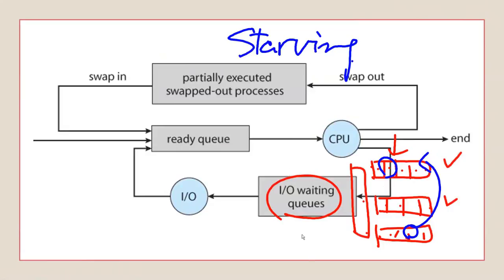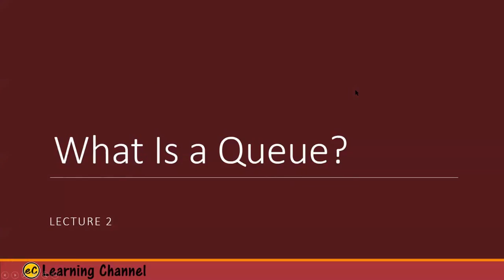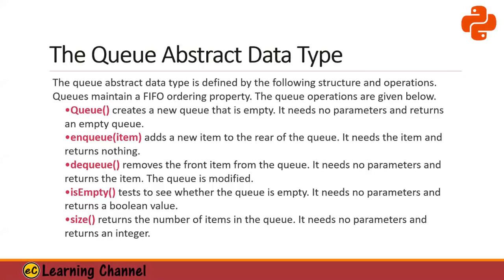So a queue is actually not one single data structure. It can be of different kinds of data structures and depends on the application. But here we look into a more generic queue. A queue is an abstract data type. You have a queue, that is the constructor. So you create a new queue that is empty. It needs no parameter and returns an empty queue. And a queue can easily be implemented by a linked list. So that's easy.